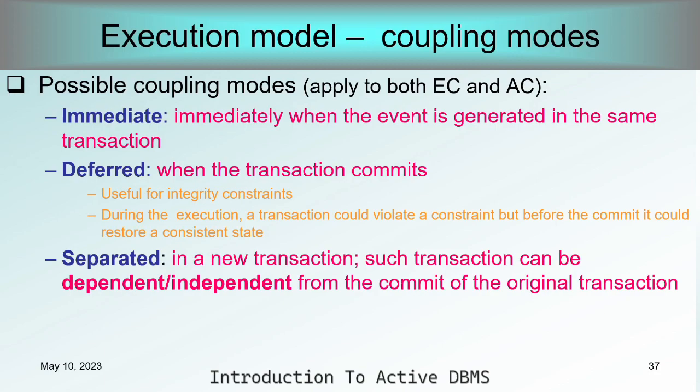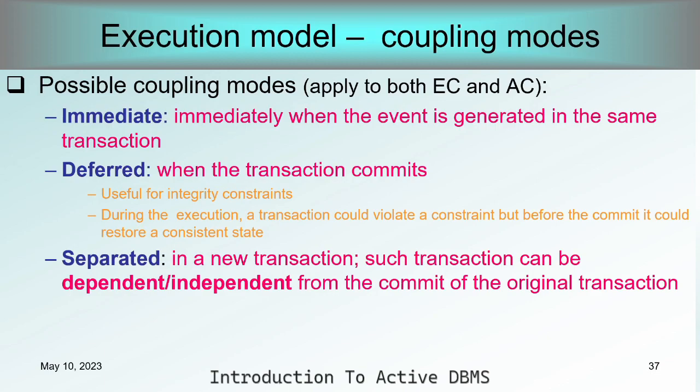So what are the possible coupling modes when applying to an event-condition or a condition-action rule? The coupling modes are of three types: immediate, deferred or separated. Immediate means immediately when the event is generated, in the same transaction. Deferred is when the transaction commits.